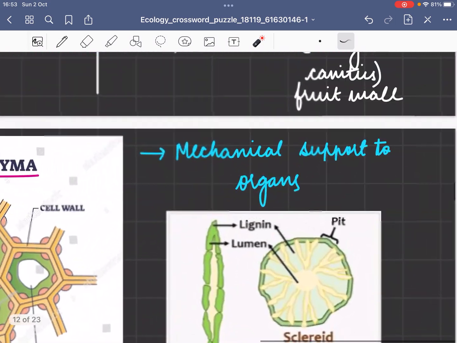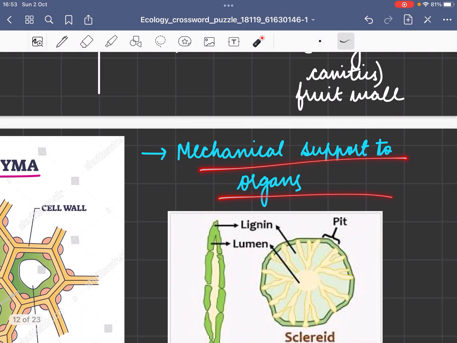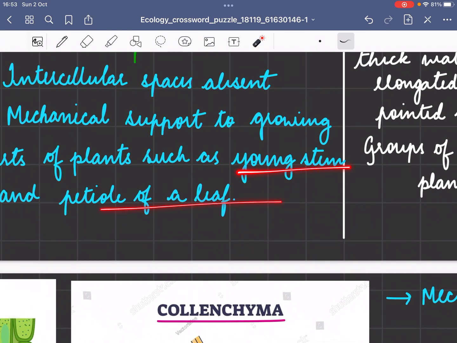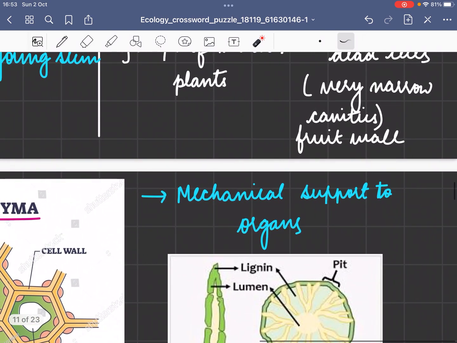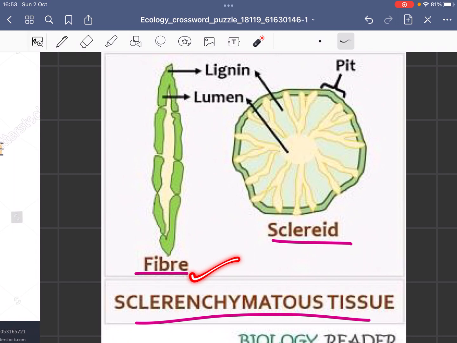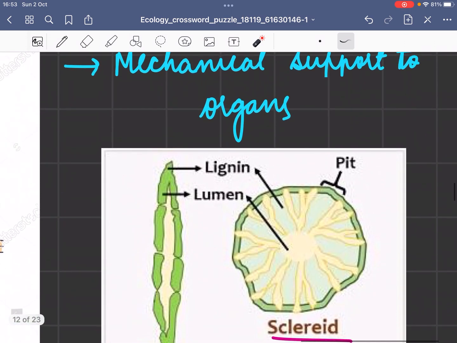Okay, and the function here is mechanical support to the organs, same as this one, but there it supported the young stem and petiole of the leaf. Here it just says mechanical support to the organs. So this is fiber and this is the sclerenchyma. This is the diagram. It is lignin, as I told you, thick lignified cell wall. It has a lumen, and yeah, pit. It has numerous pits. Pit is different from pith. When I say pith, it is P-I-T-H. That's a different thing.